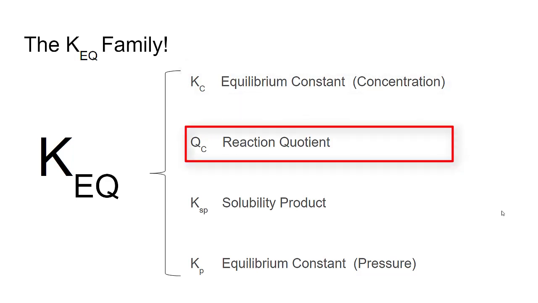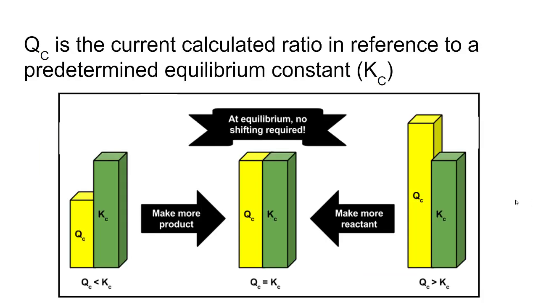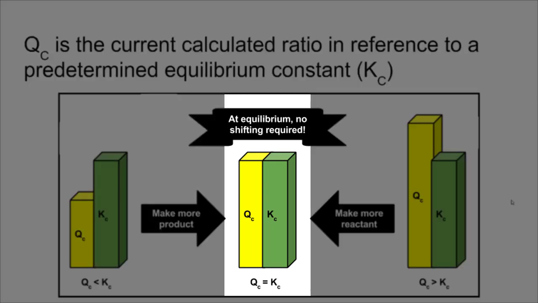It's important to note that the reaction quotient is just a calculation of a current ratio. So we're not at equilibrium yet. We're either on our way towards equilibrium, or the system's been stressed and trying to return to equilibrium. If our QC and Kc values are equal, so this is that middle scenario, there's no shifting required. That means we are at equilibrium currently.